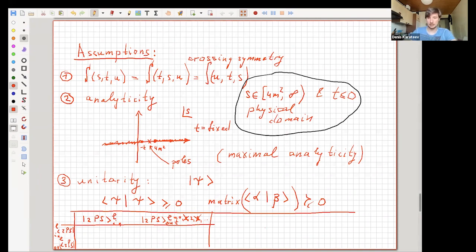So now, as I told you, if I take the inner products of these states, there are four entries in this matrix. And this matrix, no matter what I get, should be semi-positive definite.